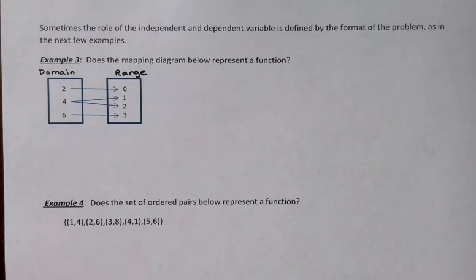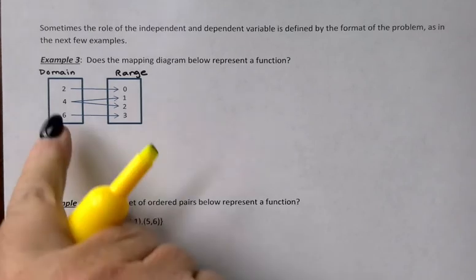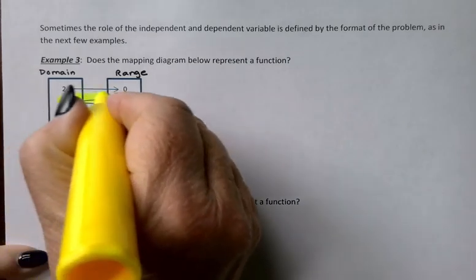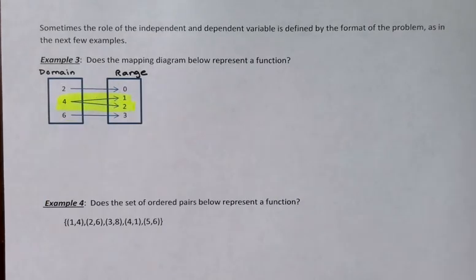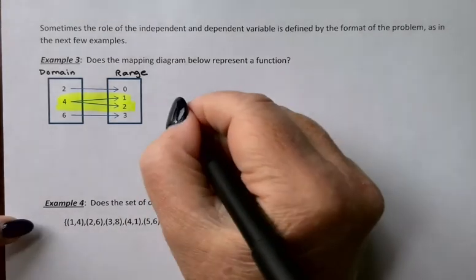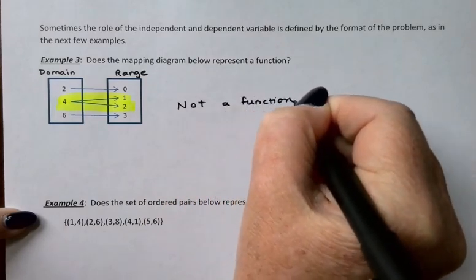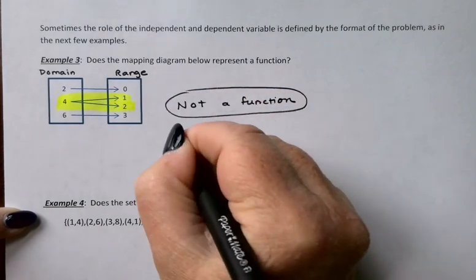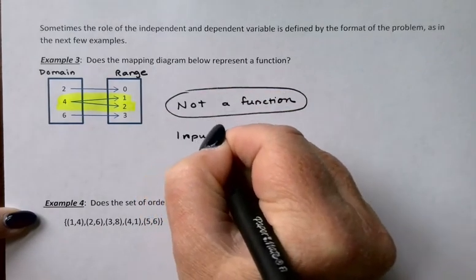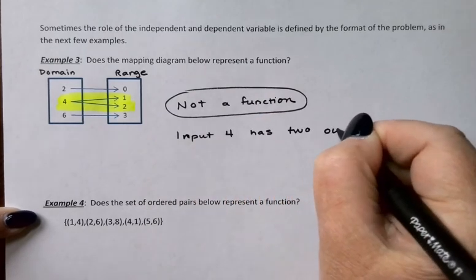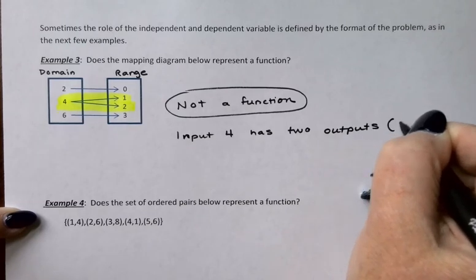We'd like to know whether it represents a function, and I think you can probably see pretty quickly that it does not. The problem's not with the 2. The input 2 has one output, 0. The problem here is with the 4 again. The input 4 has 2 possible outputs, both 1 and 2. So this is not a function. The input 4 has 2 outputs, 1 and 2.